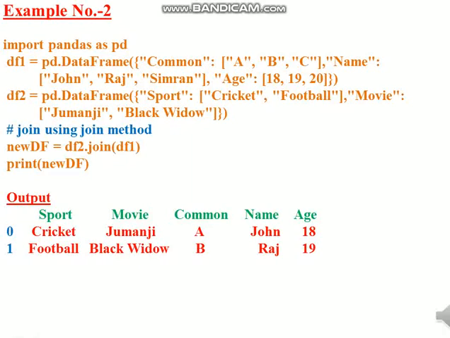Only 2 rows are displayed here because in joining, the matching rows will be displayed. In the second data frame, only 2 rows are available. That's why 2 rows are displayed from the first data frame. So in this way, you join the values of 2 data frames by using the join method.